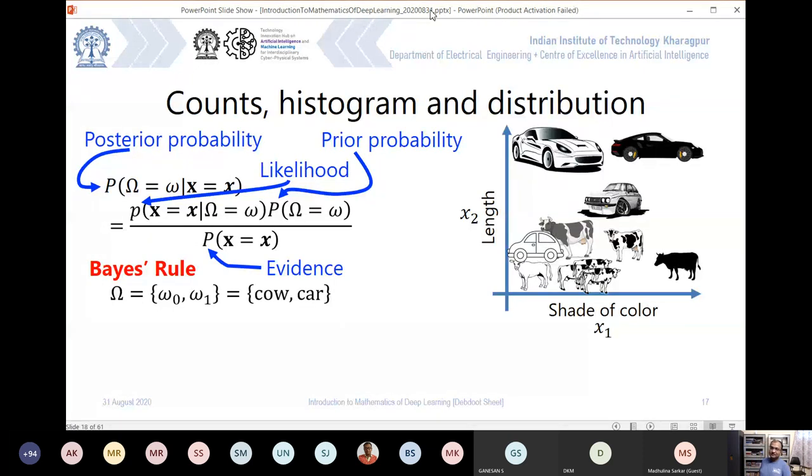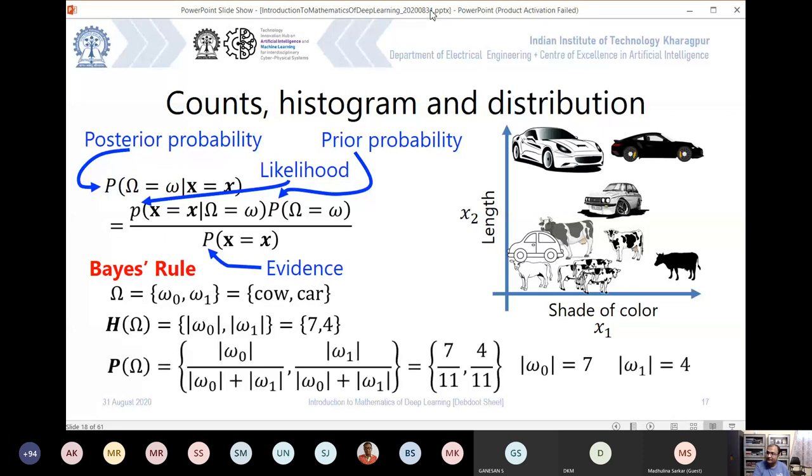So omega 0 is the class indicator variable for cows, and omega 1 is the class indicator variable for cars. Okay, great. And I also know how many cows and how many cars are present, or what is called the cardinality of a given class. So there are 7 cows and 4 cars which are present over here. From there, I can find out essentially what is the prior probability of finding a cow or prior probability of finding a car, which is over here.